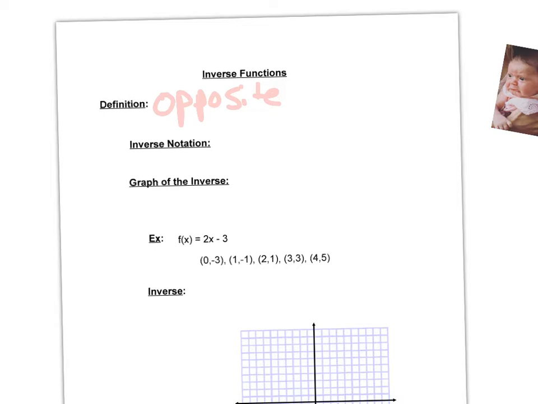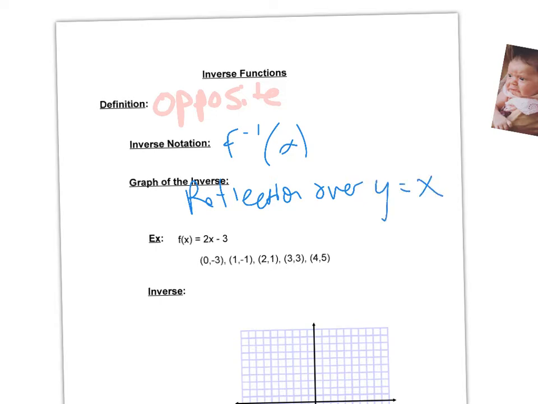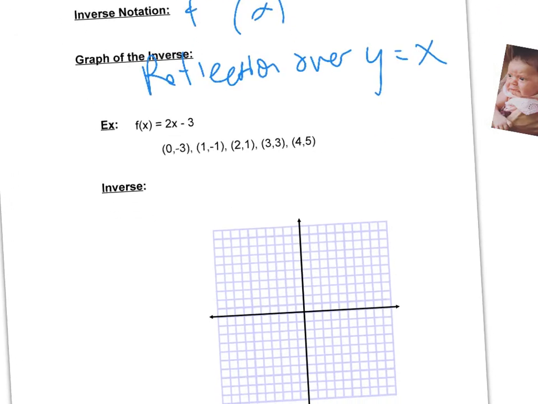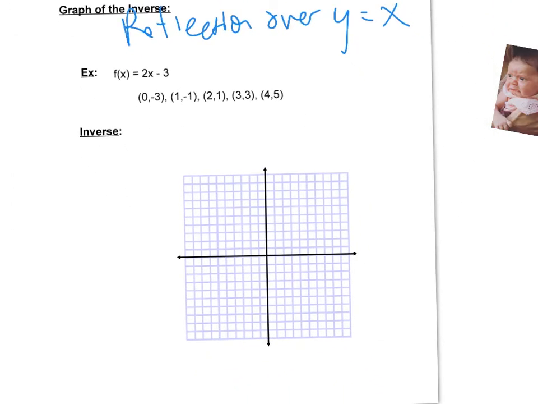Alright, back to notes. Inverse notation. Hopefully you remember this, but it's just the f to the -1 of x that denotes an inverse. The graph of an inverse is just a reflection over y equals x. What's nice about coordinates is that the inverse function is just going to be the opposite. So you literally just switch x and y.